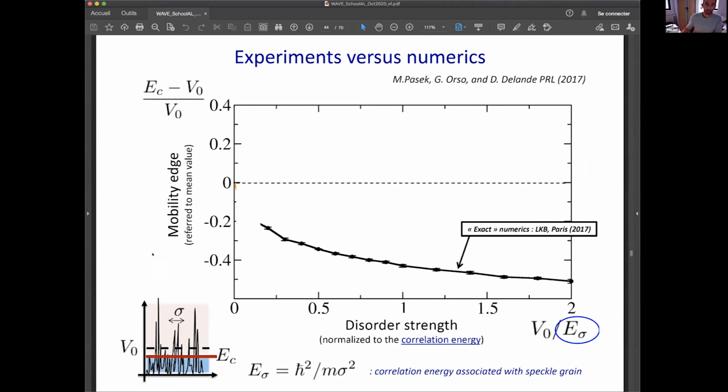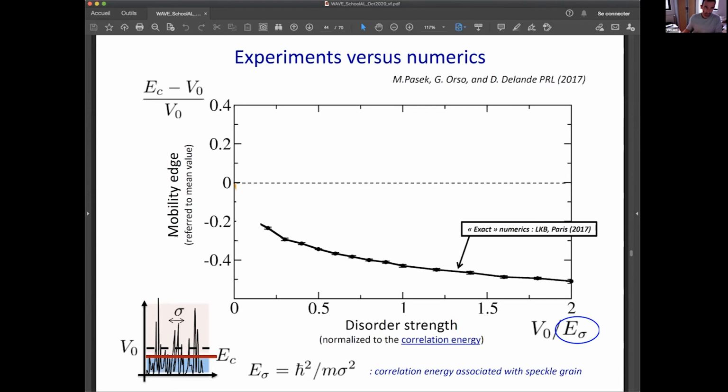So the very nice thing is that now, since 2017, there was a new work by Michael Pasek, who was a postdoc of Dominique Delande and Giuliano Orso, where they could estimate the position of the mobility edge. This is very difficult numerics, but now they can try to do it.